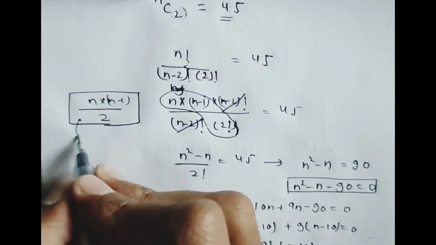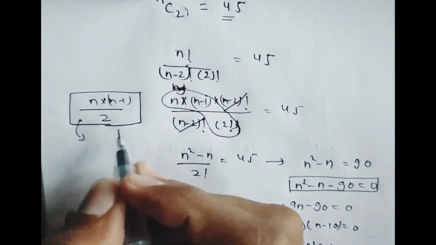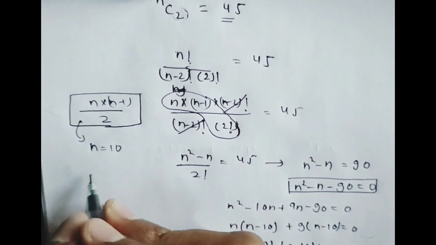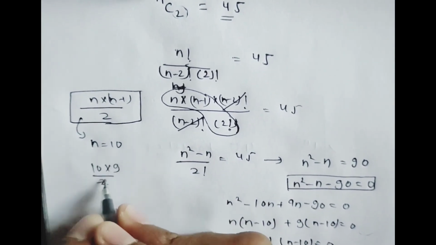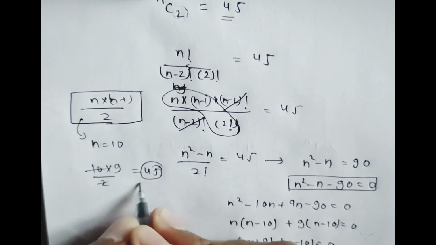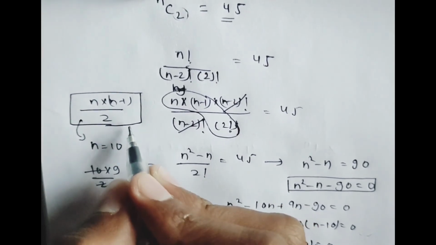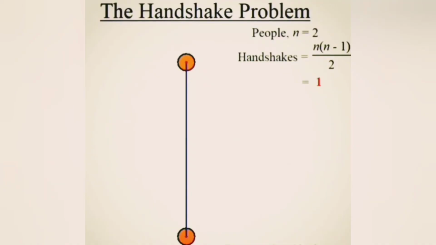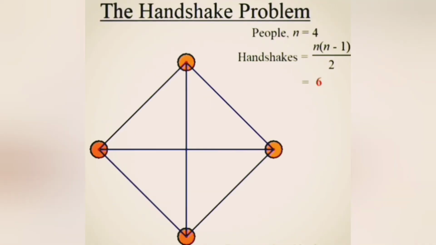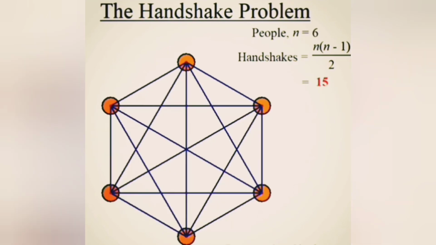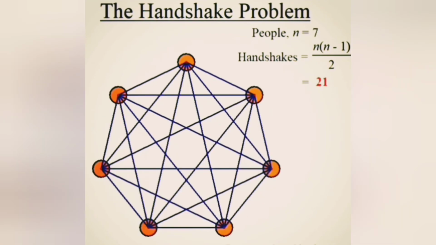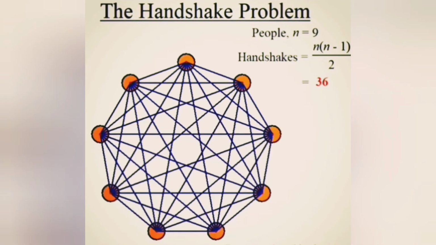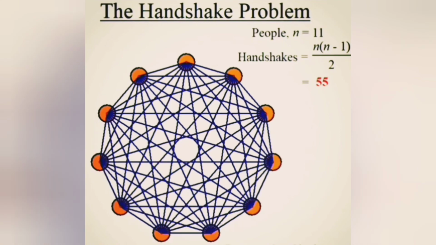So we can also cross-check this formula. By putting n equal to 10, we solve 10 into 9 upon 2, that will give us 45 only. So this is the short formula for such questions. So now we have the simplest formula, and we can find more by just simply putting the value of n into our short formula, and this will give us the total number of handshakes.